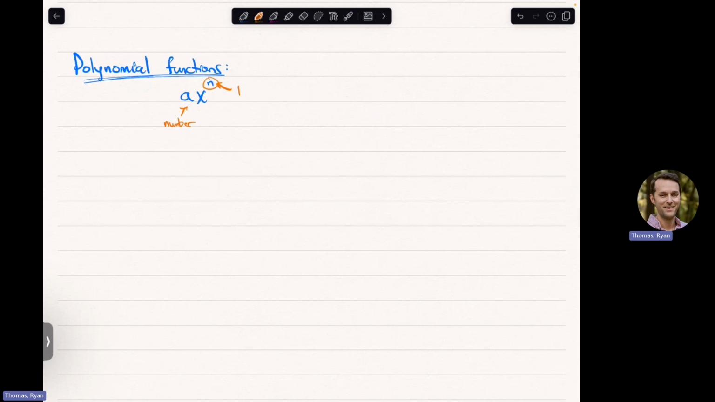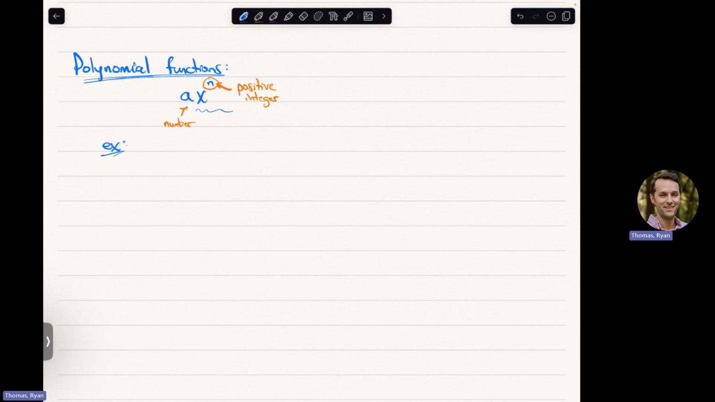This exponent has to be a positive integer, meaning it's a positive whole number, like a counting number. And then for a polynomial, you can have a bunch of these that are added, subtracted, or possibly multiplied together. Again, the powers have to be positive integers, real number coefficients, and you can have as many of these terms as you want as long as there are finitely many of them.